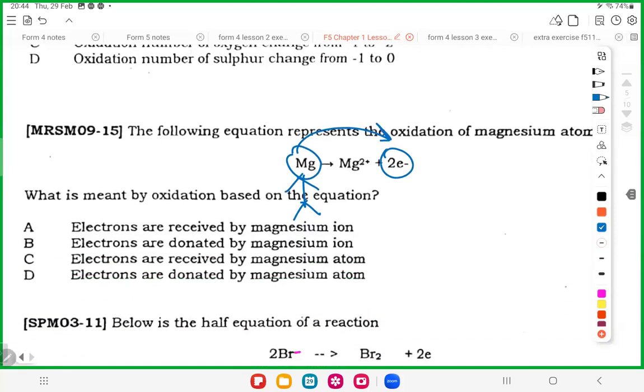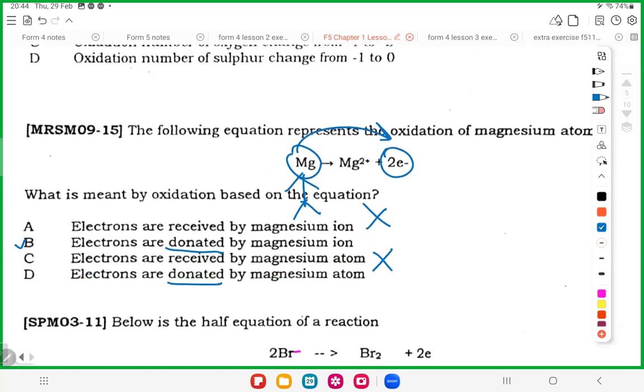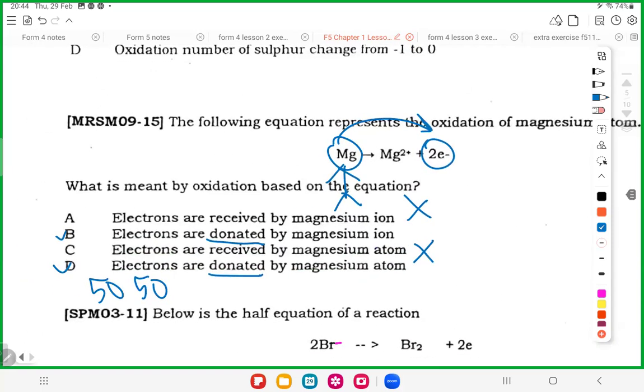So look at the answer. The answer must be donate or receive. Now even if you want to guess, B or D, it is 50%, isn't it? The chances are higher already.